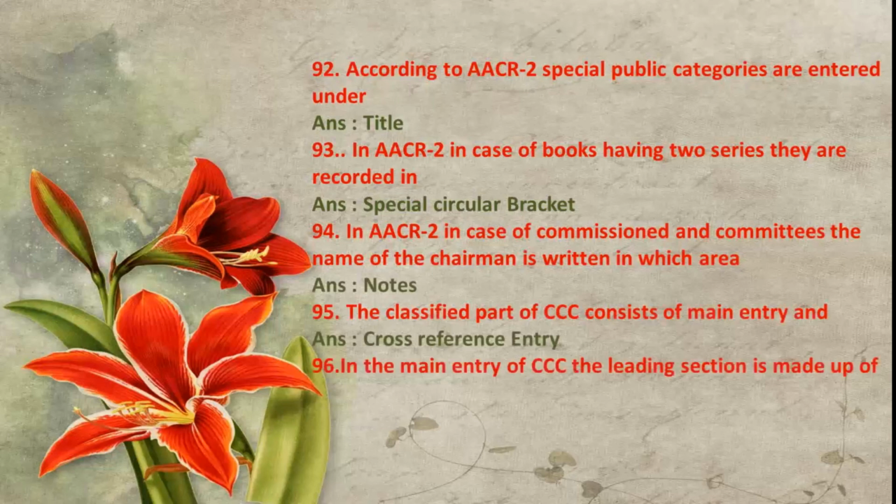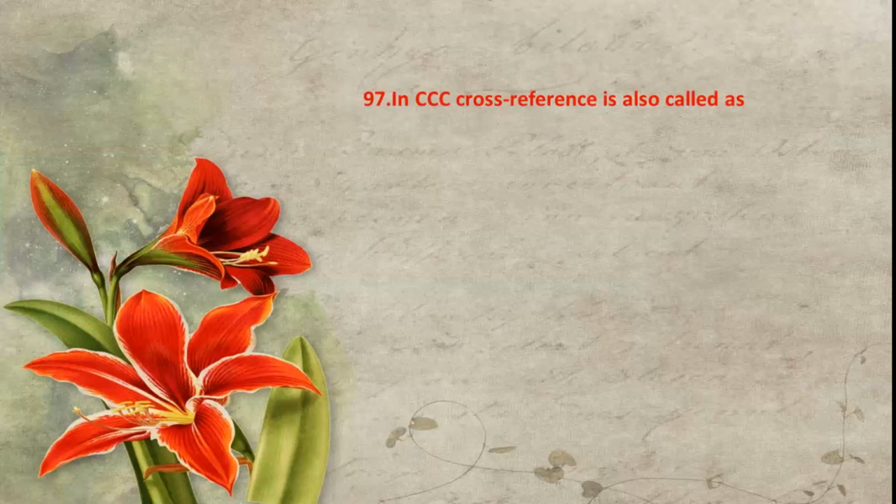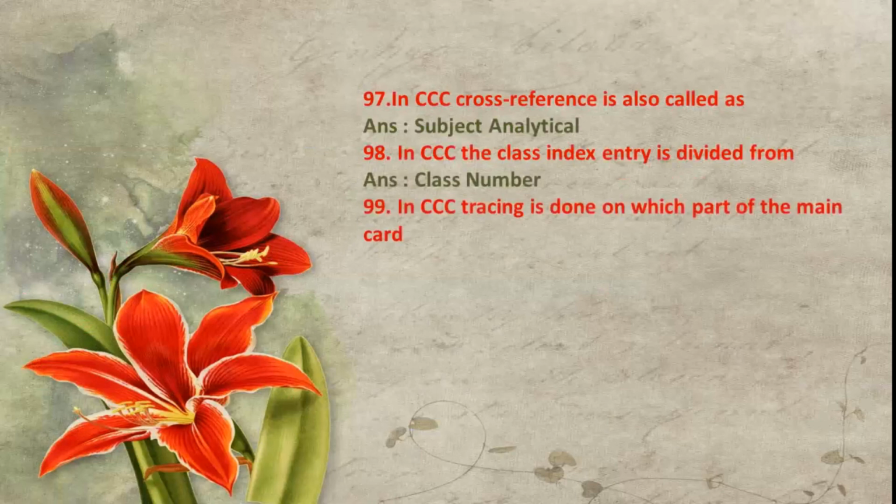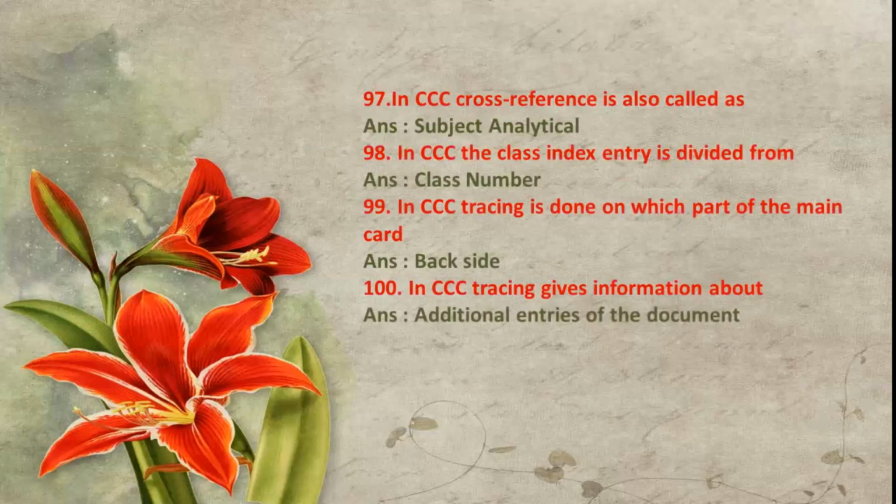The main entry of CCC, the leading section, is made up of call number. In CCC, cross-reference is also known as subject analytical. In CCC, the class index entry is derived from class number. In CCC, tracing is done on which part of the main card? Backside. In CCC, tracing gives information about additional entries of the document.